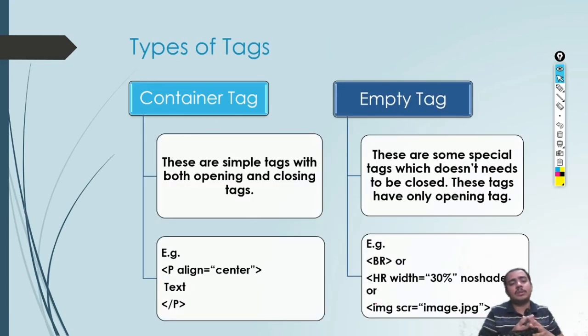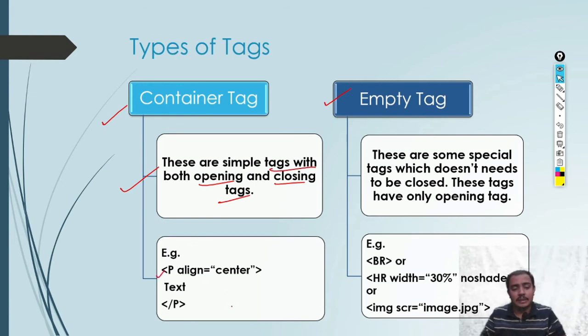Now let's discuss the tags of HTML. In HTML, we have two types of tags, termed container tags and empty tags. Container tags are the simple tags which have both opening and closing elements. For example, we have discussed the heading tags, paragraph tag, HTML tag, head tag and body tag. All of these tags are container in nature. It means these tags contain something and they have both opening as well as closing elements, for example, the P tag.